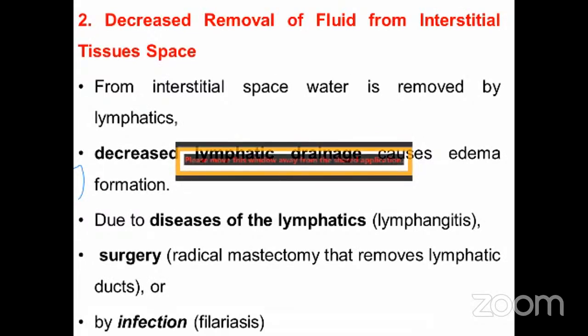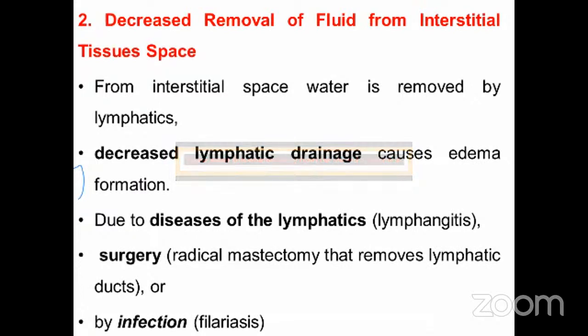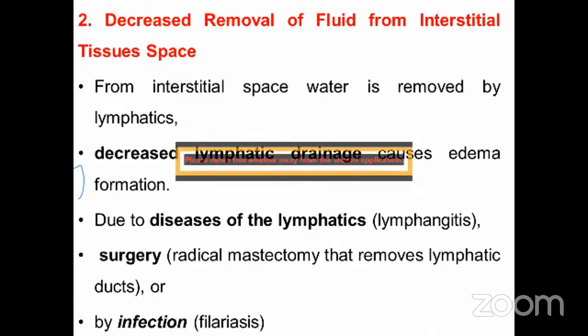Then there is decreased removal of the fluid from the interstitial tissue space. The interstitial tissue space water is removed by the lymphatics. Lymphatics drain out this water. So decreased lymphatic drainage causes edema formation. This is due to diseases of the lymphatics, called lymphangitis, or in radical mastectomy, that is the removal of the breast organ, which is done in cases of carcinoma of the breast. At that time there is obliteration or removal of the lymphatic duct, which causes edema of the hand.